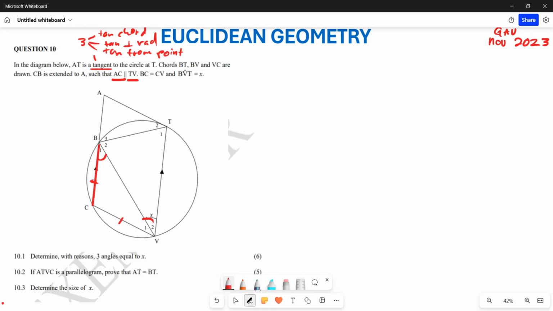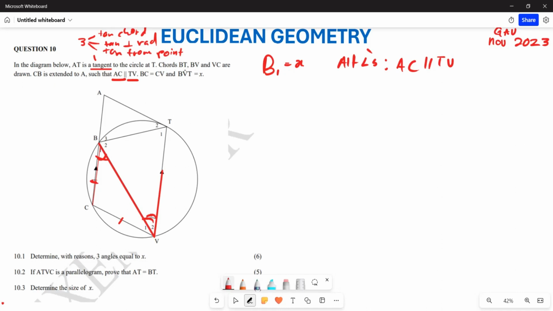Let me just make that for you so that you can see. Can you see that they are making a Z? So these particular angles are alternating. So the first angle is your B1, which is equal to X. This is because of alternate angles. And why are these angles alternate? Because AC is parallel to TV. It is important that you mention all the parallel lines.